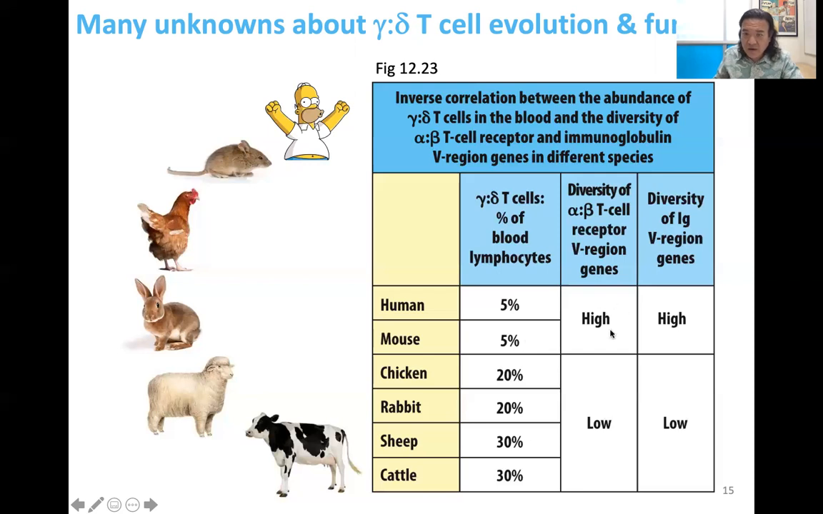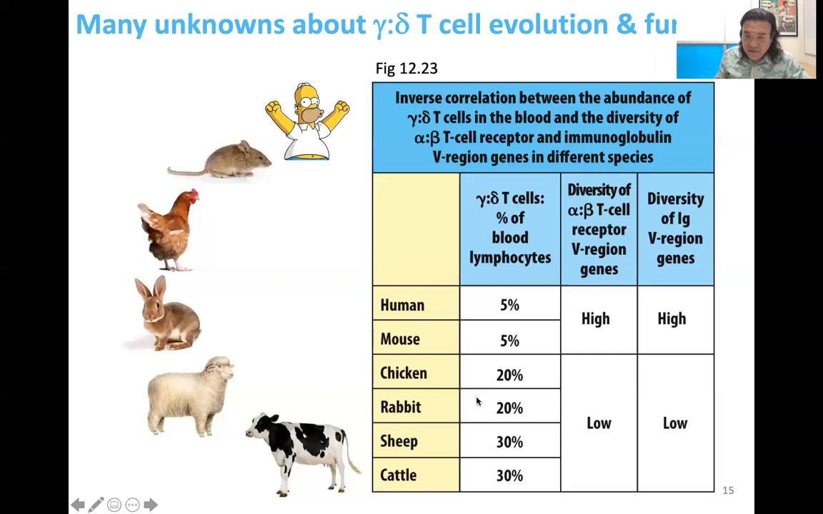Both in human and mouse, the emphasis seems to be more on the diversity of alpha beta T cells that we can make. Very high diversity, right? And very high diversity in our B cells, immunoglobulin V domains, right? Okay, so you say, yeah, clearly gamma delta T cells are sort of second fiddle in our bodies and mouses' bodies, right? The bodies of mice. But that's not the same for other animals.